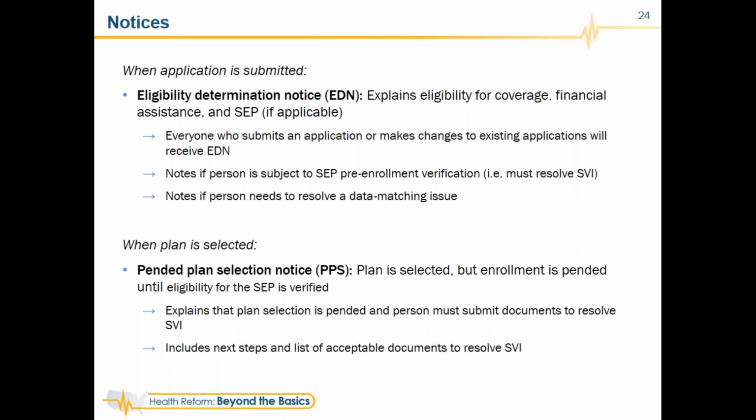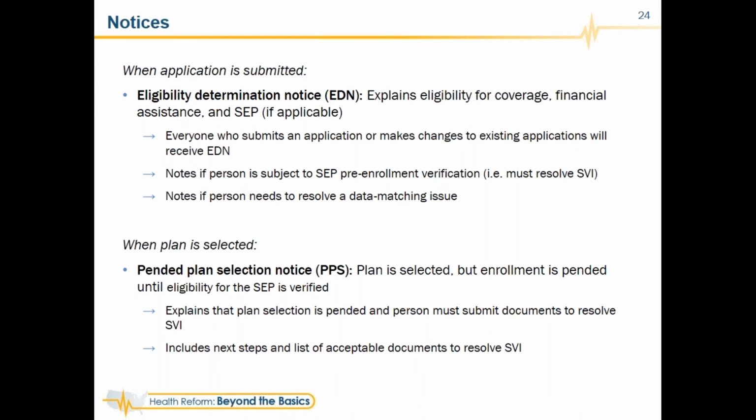So everyone who submits an application or changes an existing application gets an eligibility determination notice, which we refer to as an EDN. The EDN explains eligibility for coverage, financial assistance eligibility as well, if applicable, and also, if applicable, eligibility for a special enrollment period. If the person is subject to SBI, the EDN will indicate that.